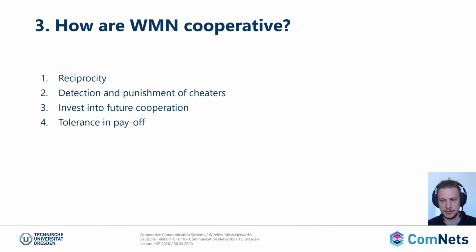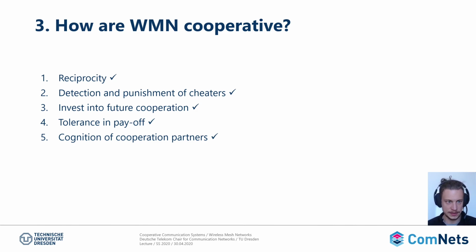I can give a note here that there are blockchain-based approaches to overcome this limitation, but I'm not aware of any implementation of that. So the final point, the final condition for cooperative communication systems, the cognition of cooperation partners, is again a very easy condition for mesh networks, as any node approaching a mesh network can be recognized by hello messages or beacons that just include the protocol type. So as long as mesh networks speak the same language, the recognition of cooperation partners is super easy.